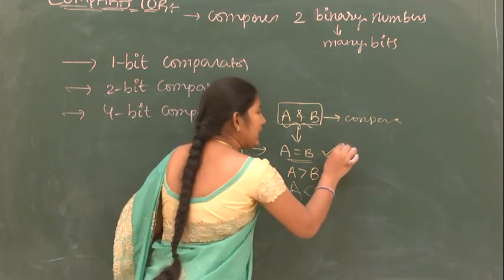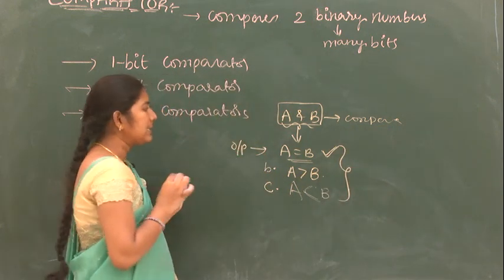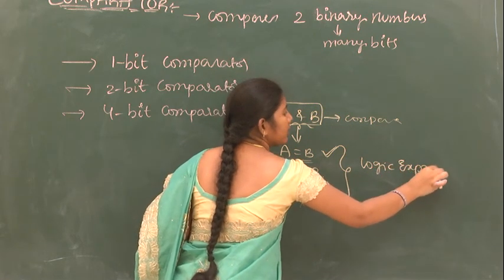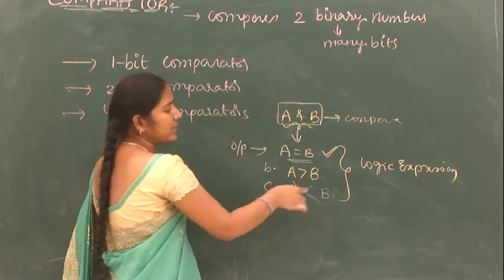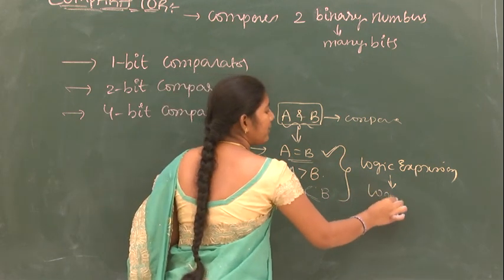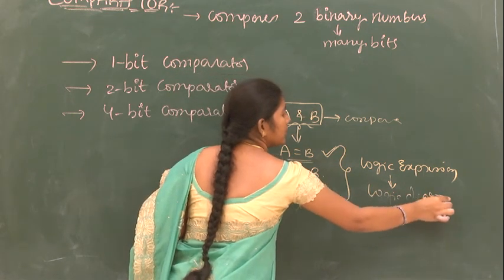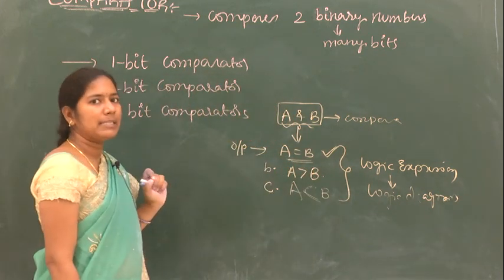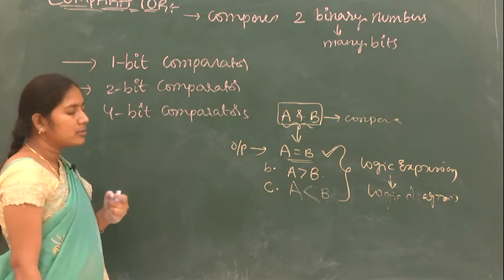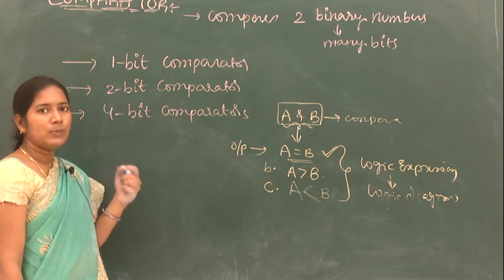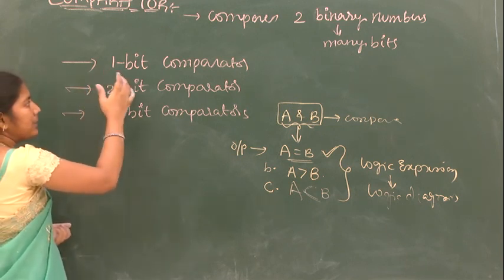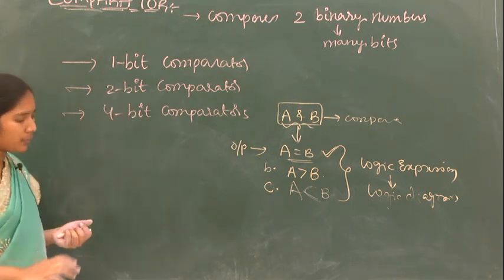Now, for each output case, we need to find the logic expression. For the three cases, we need to find the logic expression. Once you get the logic expression, then we can develop a logic diagram by using basic or functional gates. This is the way to develop a comparator. In this way, we can design comparator circuits. First we'll discuss the 1-bit comparator, then we'll see the 2-bit, and then we'll discuss the 4-bit comparator.